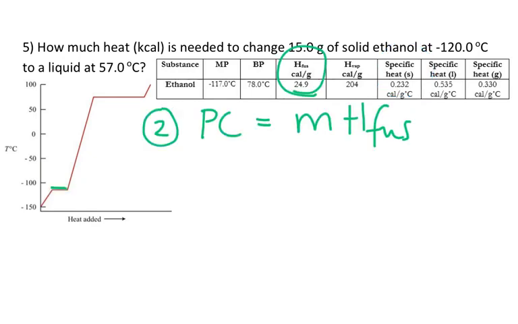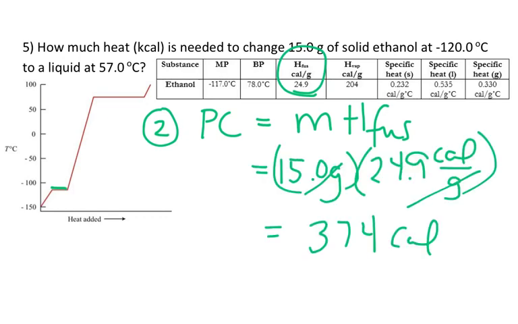Second step, we're going through the phase change, which is the mass times the heat of fusion for ethanol. So again, those 15 grams of solid ethanol are going to be melted when we add 24.9 calories per gram. And so to go through the phase change, we require 374 calories.